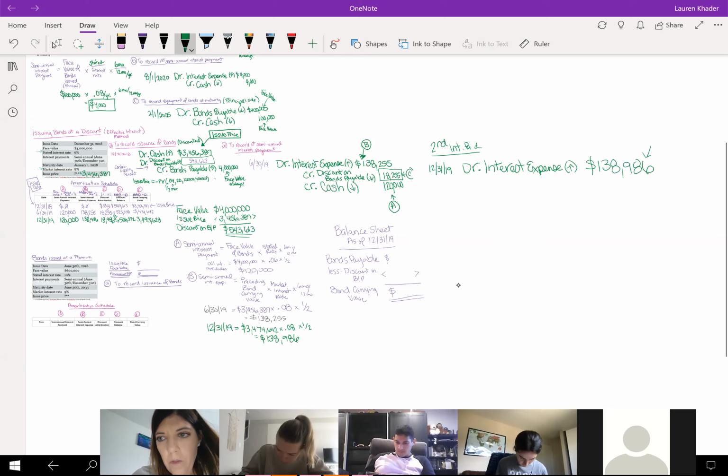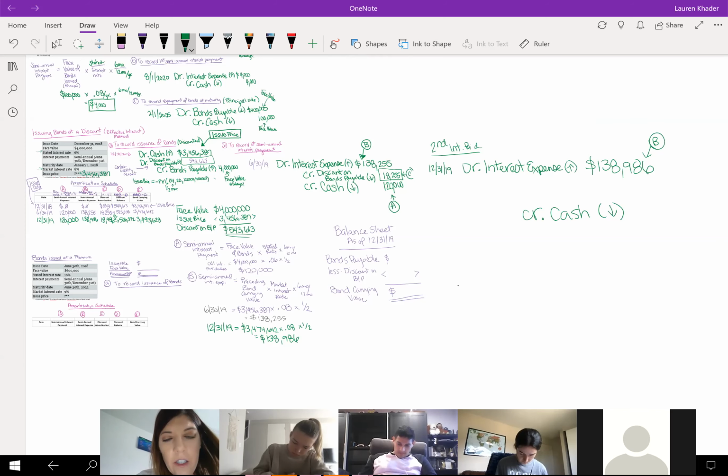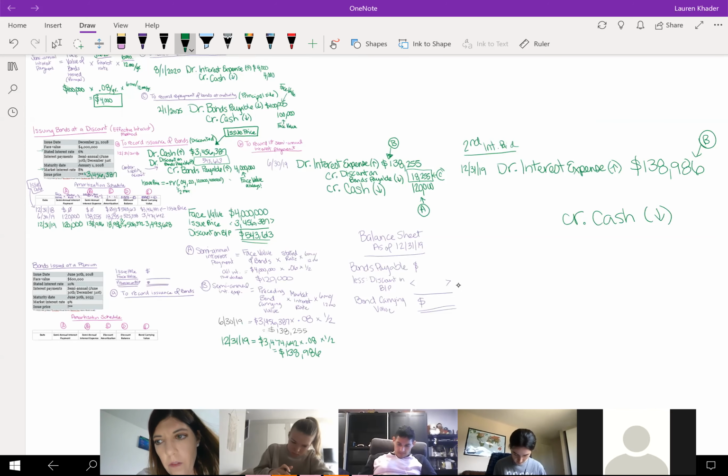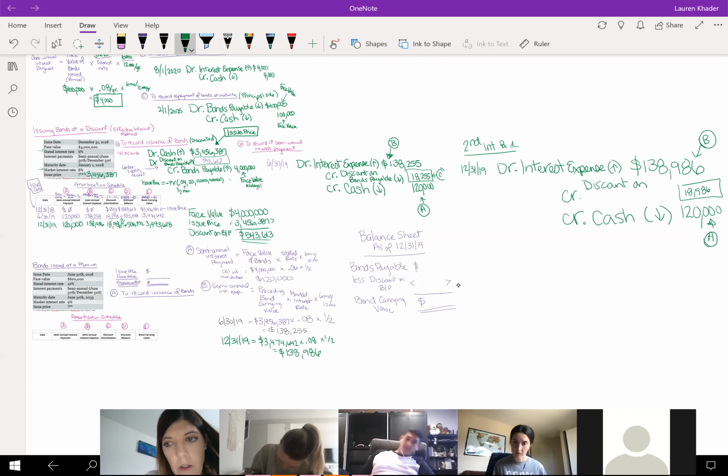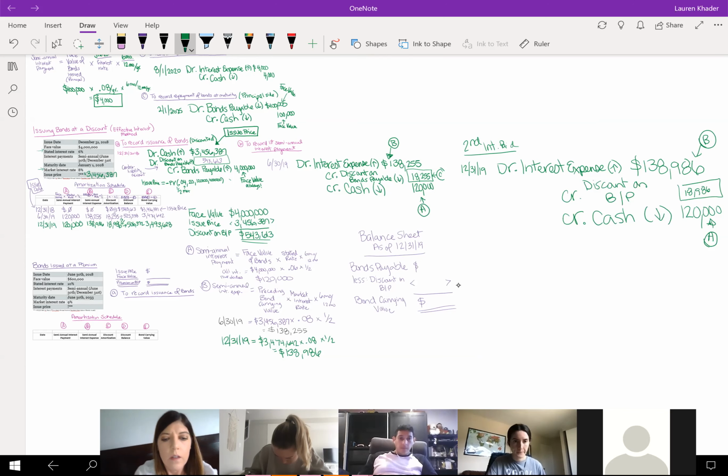From column B, we're going to credit cash because we're actually paying out cash on 12/31 here, and all of the interest related to the same period of time. No accruals. From column A is 120, and we're going to credit 18,986 to discount on bonds payable. So now our discount balance is correct. And we've accounted for those 6 months of amortization.